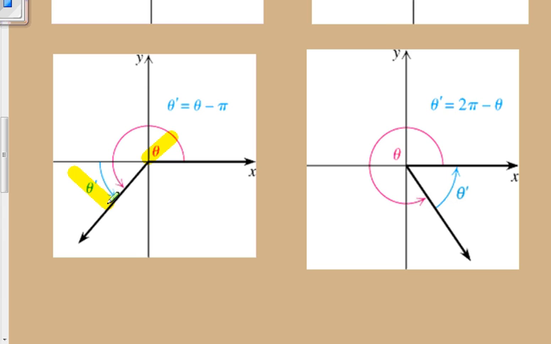Down in quadrant number 4, here is my theta, and here's my theta prime. To find my theta prime, it's going to be a full 2 pi, if I'm in terms of radians, or 360 if I'm in degrees, minus my angle theta. That'll give me my reference angle theta prime.